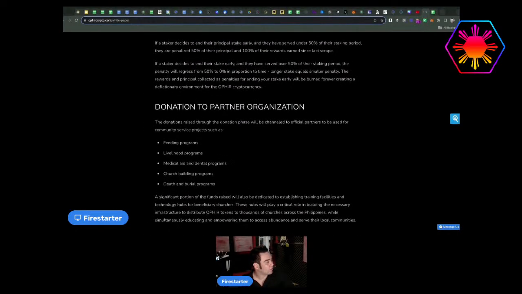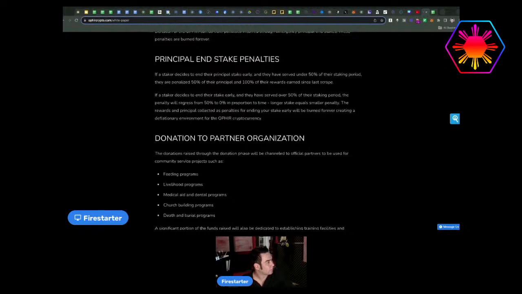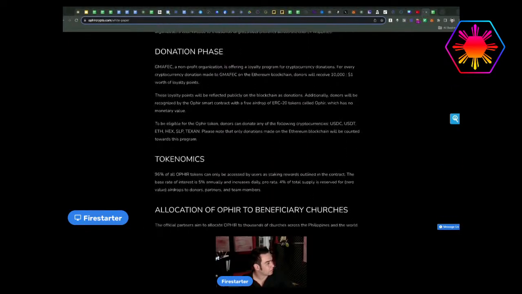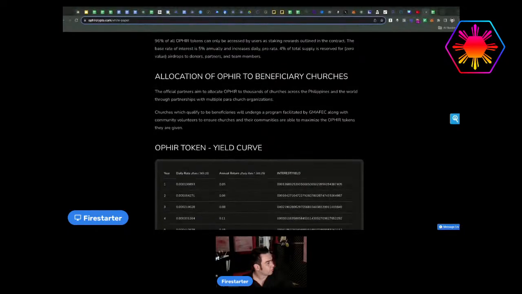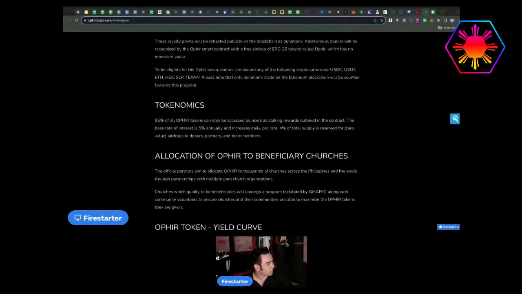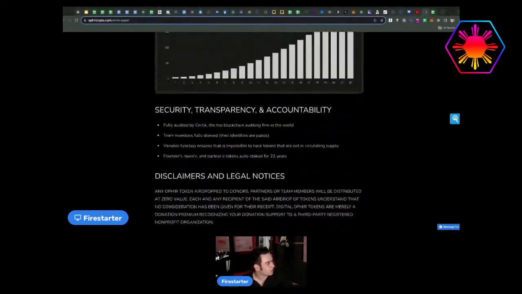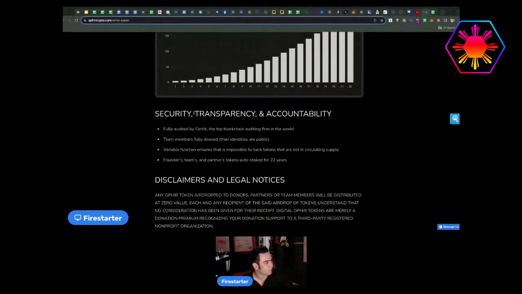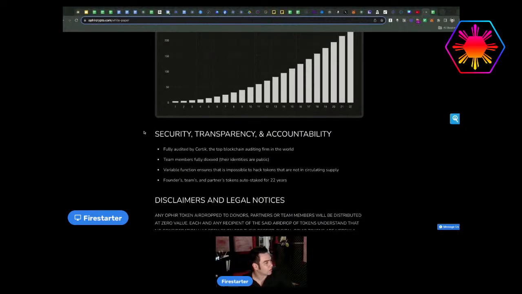Now, the other thing that I'd like to talk about for a second, which I haven't really spoken about very much, is this additional security feature. So let's go to security, transparency, and accountability. So what are the security features? It's fully audited by Certik, the top blockchain auditing firm in the world.